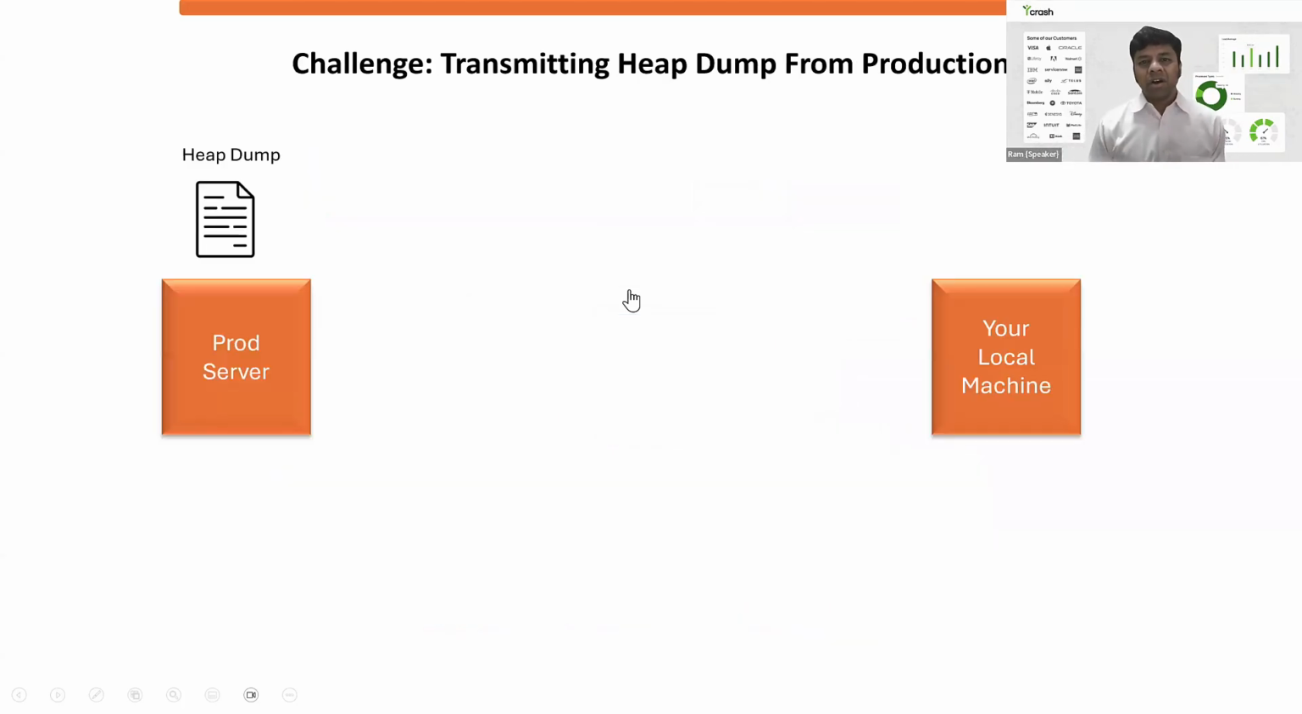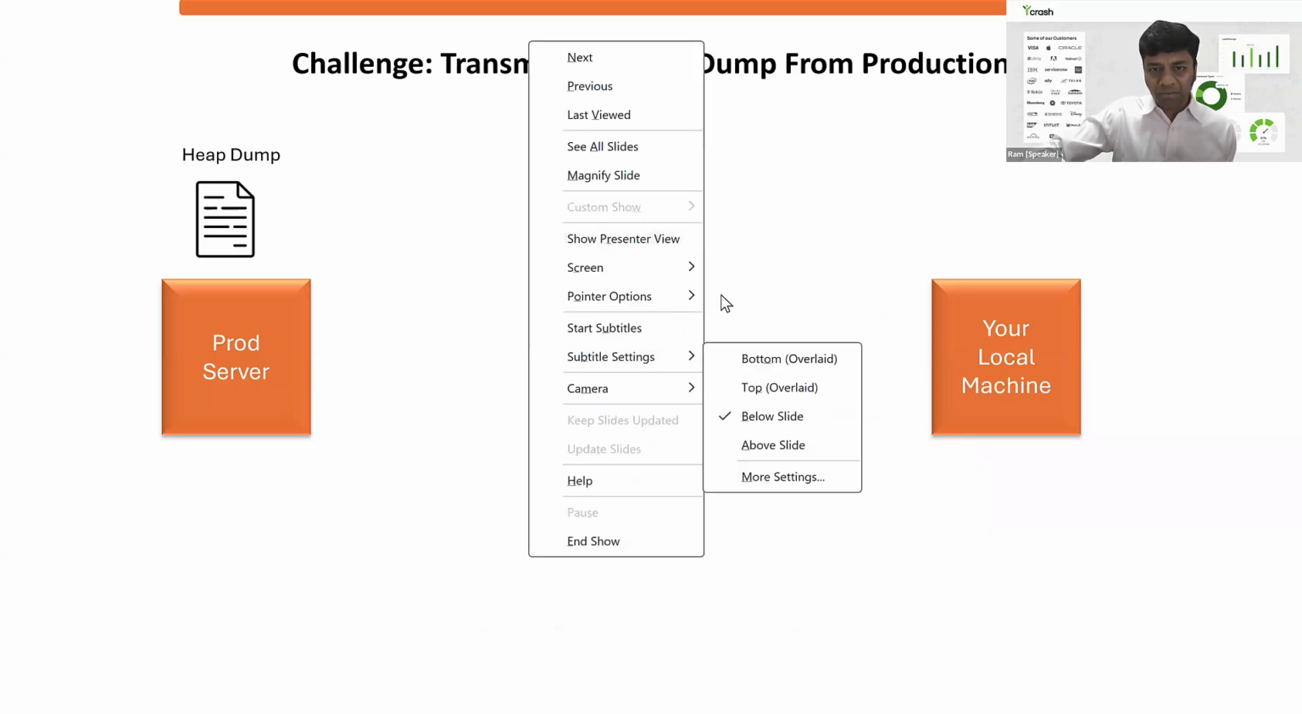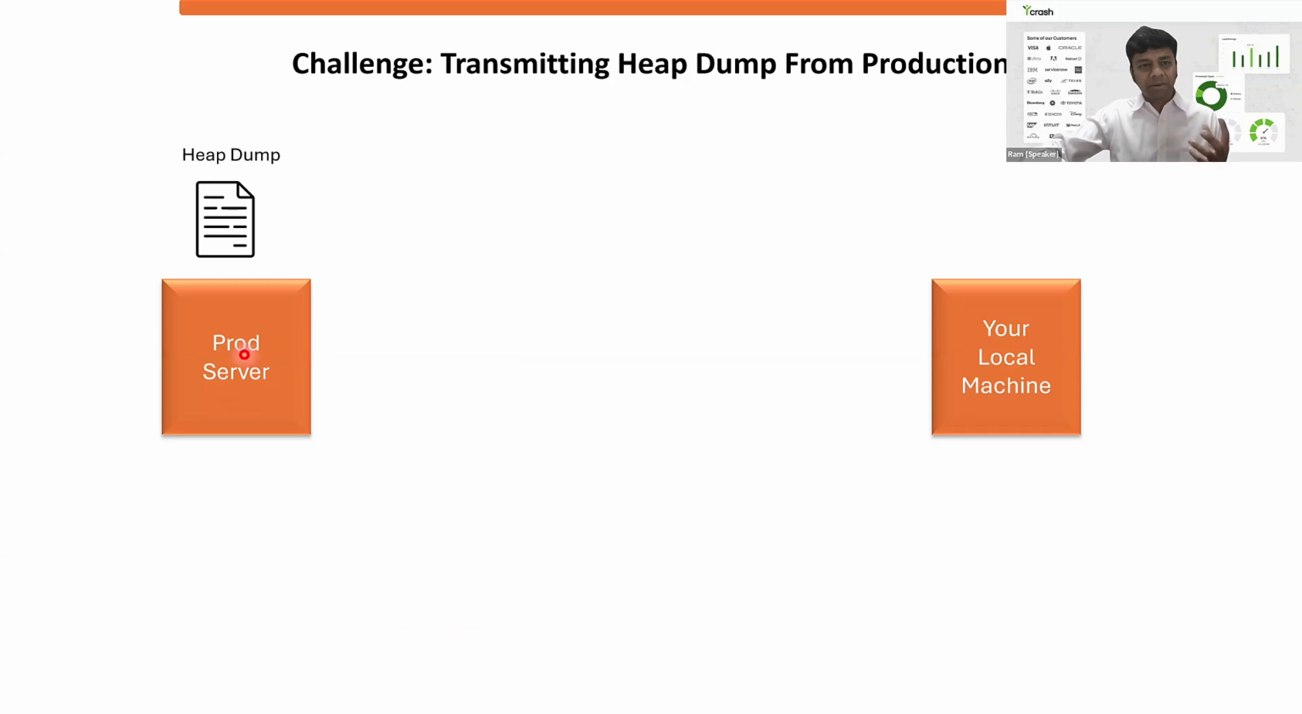Okay, friends. In heap dump analysis, there are multiple challenges, right? One of the primary challenges is transmitting the heap dump file from your production server to your local machine. What do I mean by that? See, a heap dump is a very large file, a very large size in nature. So how is it going to come to your local machine, so that you can use your heap dump analyzer tool to make the analysis?